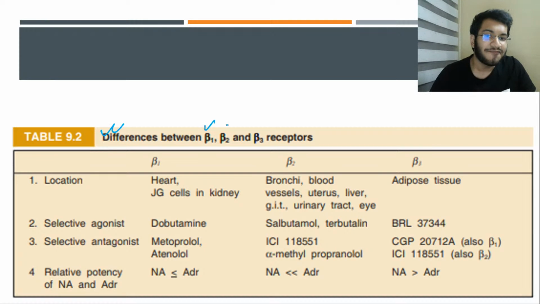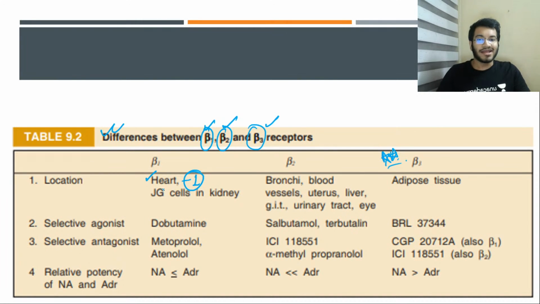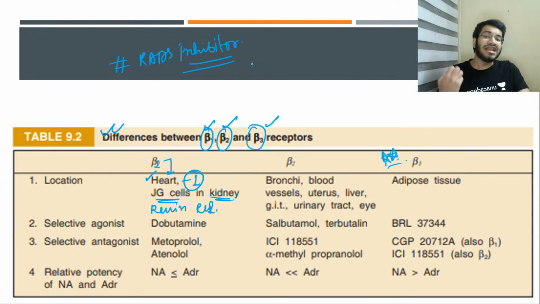Then difference between the beta 1, beta 2 and beta 3, right? Beta 3 में आपको सिर्फ एक ही चीज याद रखनी है, वो अभी बताऊंगा मैं. So beta 1 जो है that is present on the heart. देखो हार्ट आपके पास एक ही है, दो तो नहीं है ना, एक ही है. So beta 1 and heart is also 1, so beta 1 is on heart. Plus beta 1 is present on JG cells in the kidney as well, and this stimulates the renin release. So if you want to decrease the renin, जैसे कि हमने RAS inhibitors में बात करी थी, if you want to inhibit the renin release, so you can give beta 1 blocker or beta blockers, and thus they are regarded as renin release inhibitors.